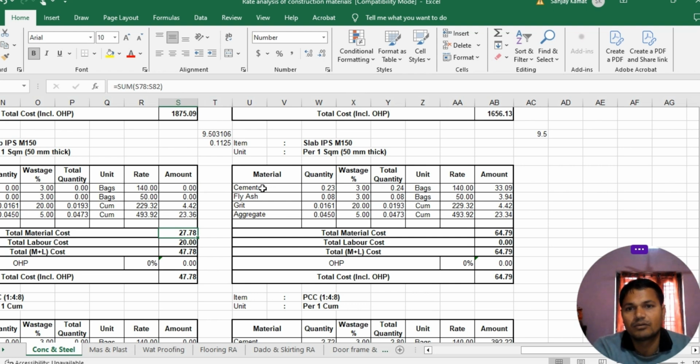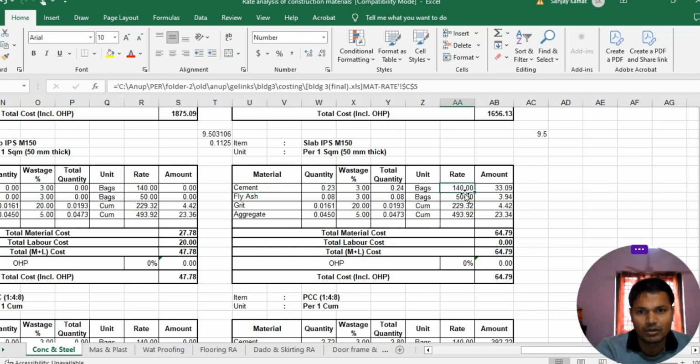So for the cement material, the quantity will be how much? 0.23, and the wastage percentage will be how much? 3% only. This time we'll take 3% as the wastage, and then the total quantity of the cement will be 0.24. The unit of cement is always bags, and the rate of cement we are taking is 140.